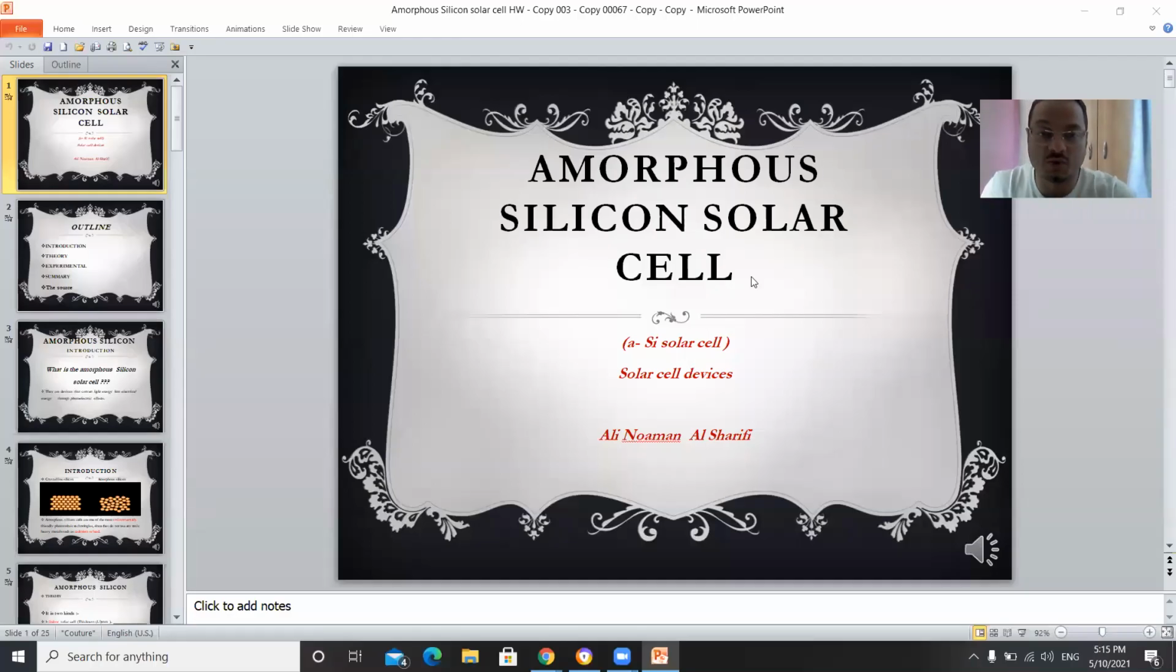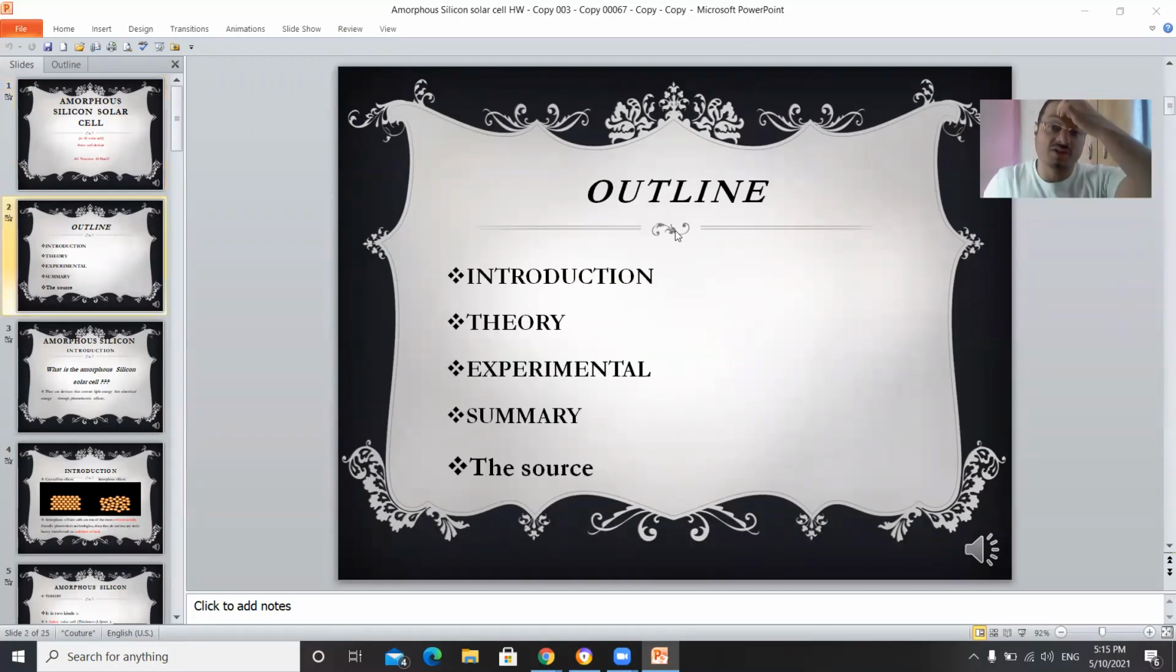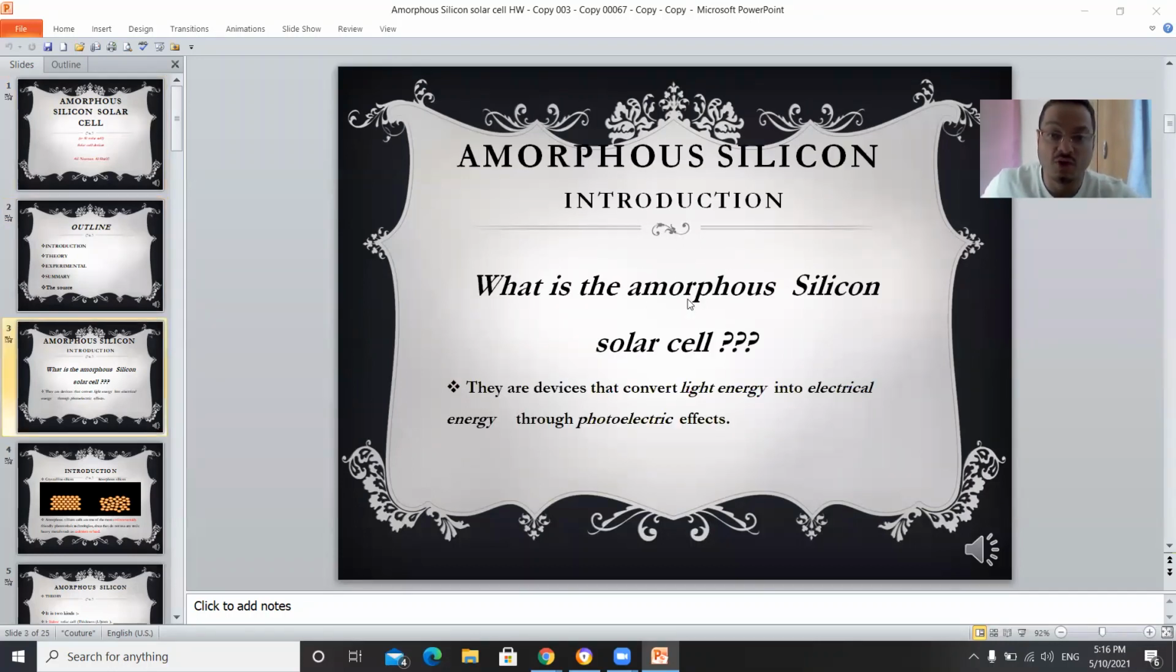My project today is about the amorphous silicon solar cell. I use this slide outline to make a plan. I will start from the introduction. Let's learn what the amorphous silicon solar cell is.